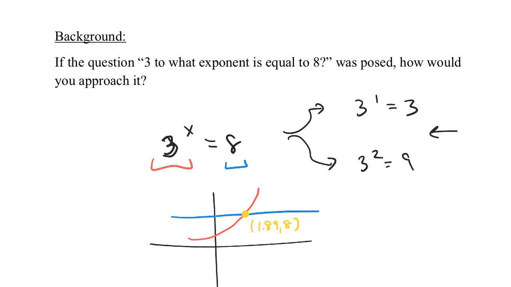Because look over here. 3 to the 1 is 3. 3 to the 2 is 9. Well, then it's got to be between 1 and 2 as an answer. We already said that. And it turns out to be 1.89.